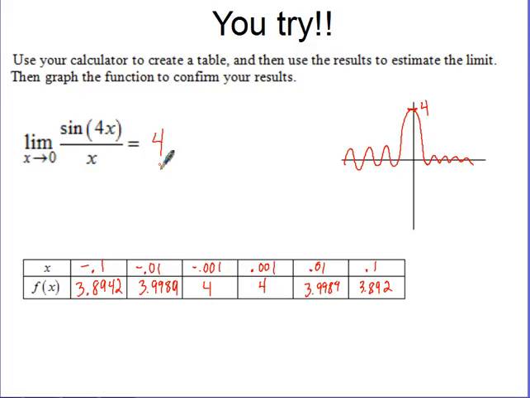So numerically, this is just one method. It's not the only method. This is a good method to have because sometimes with the other two, it's not always an option.